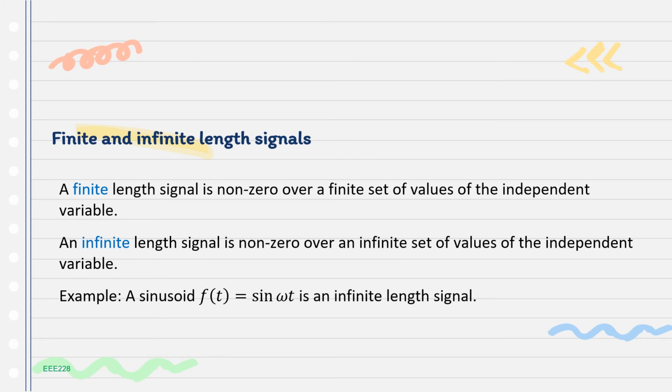Finite and infinite length signals. This is quite straightforward. A finite length signal is non-zero over a finite set of values of the time. An infinite length signal is non-zero over an infinite set of values of the time. An example is the sinusoid.